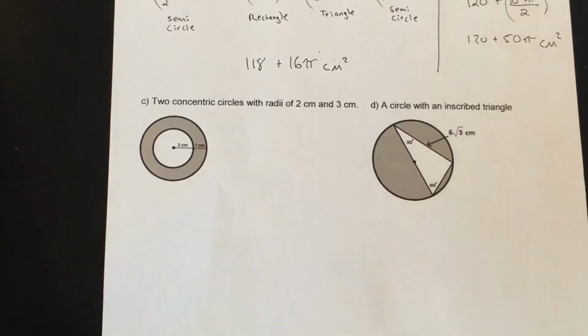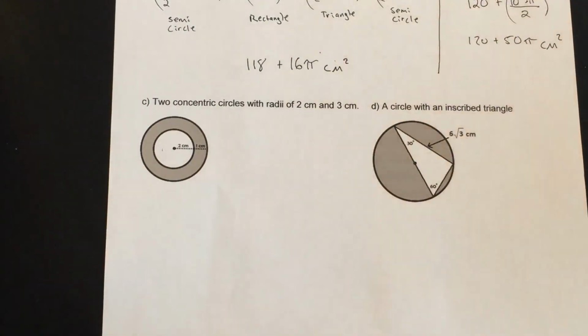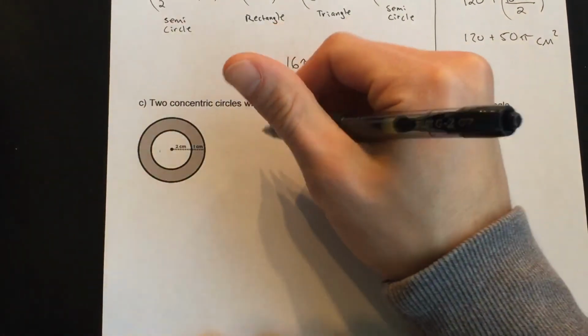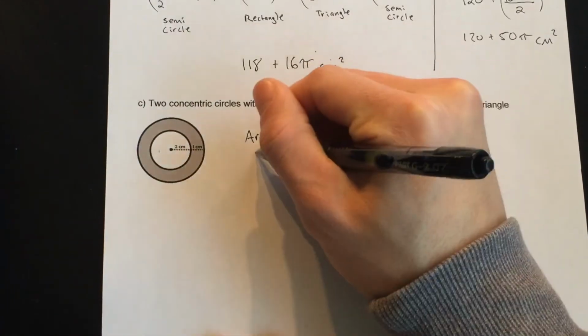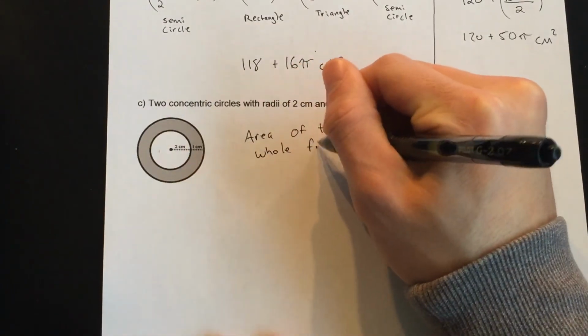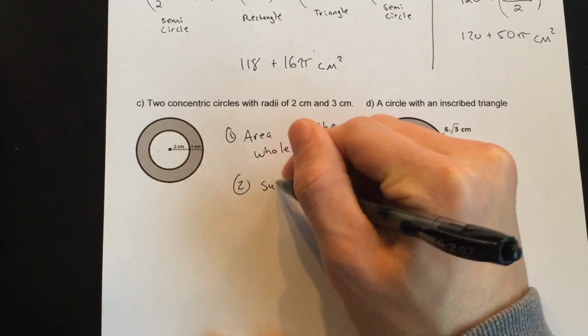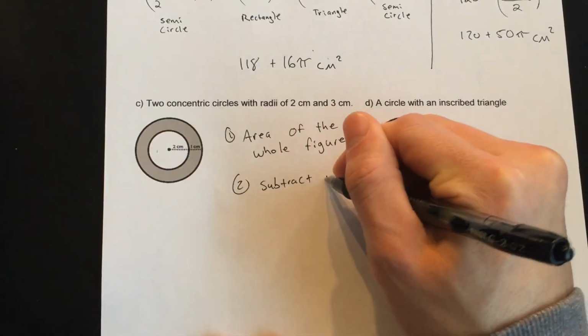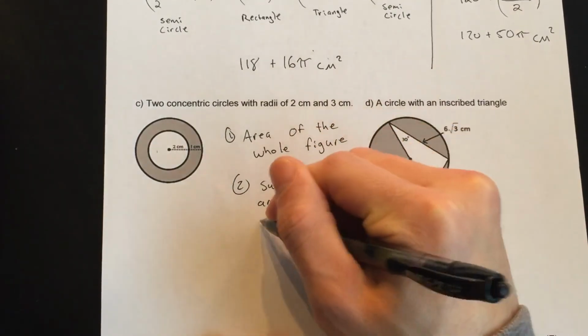Now, this last section I want to do as a group. So, if we want to find the area of these shaded regions, right? Concentric circles, or circles within a circle, or these shaded region problems, our goal is to take the area of the whole figure first. Then we subtract the area of the non-shaded region.